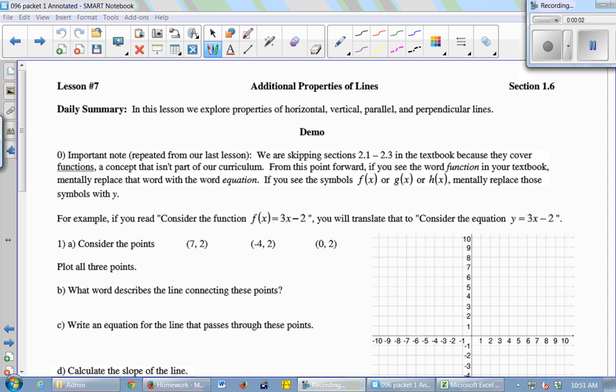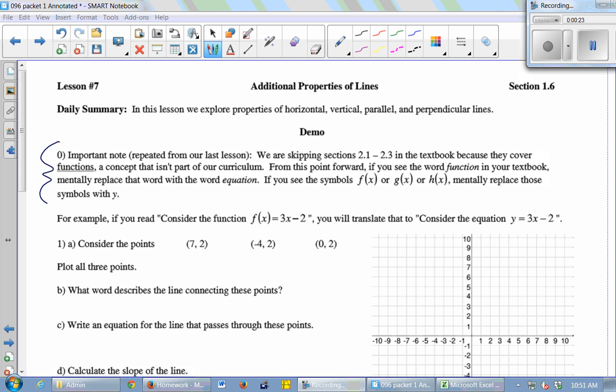Okay, so in this lesson, we're going to explore properties of horizontal, vertical, parallel, and perpendicular lines. Just an important note, this is repeated from last class. We are skipping sections 2.1 to 2.3 because they cover a concept that we actually don't do in our curriculum.